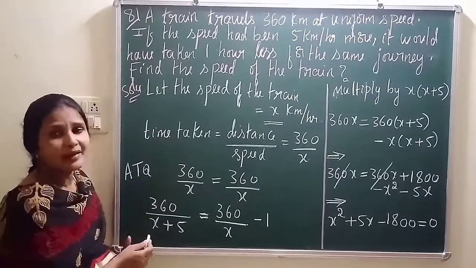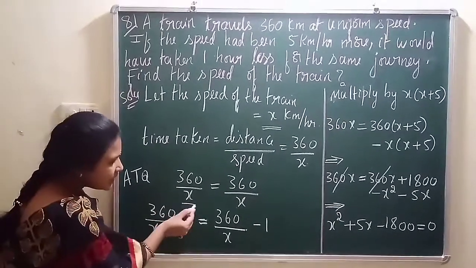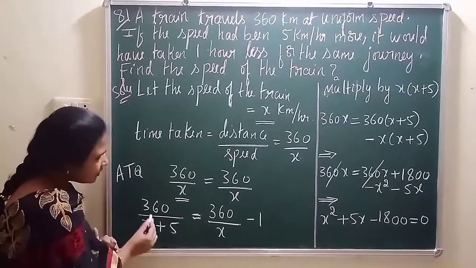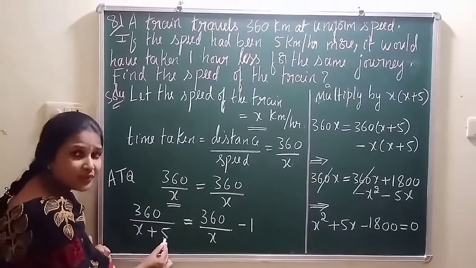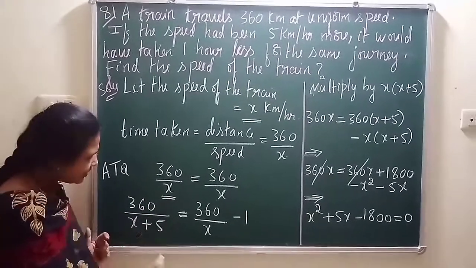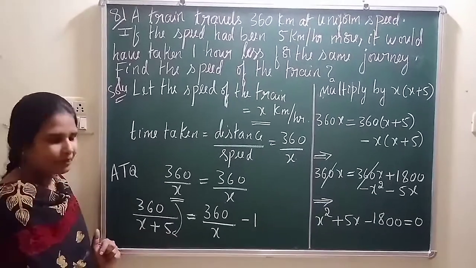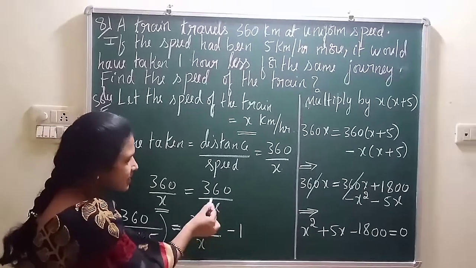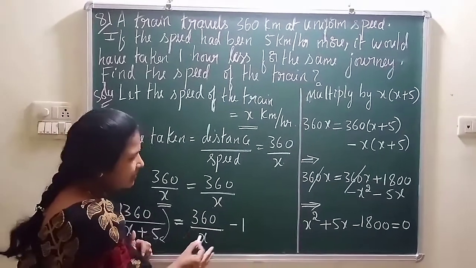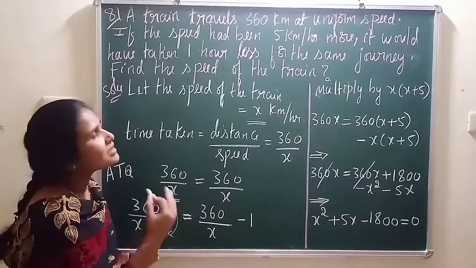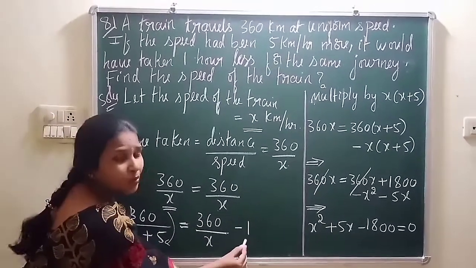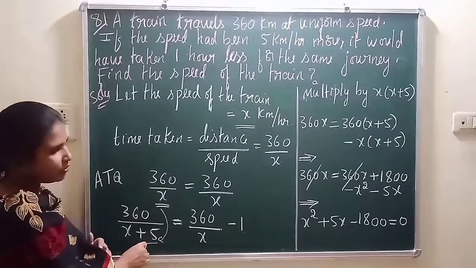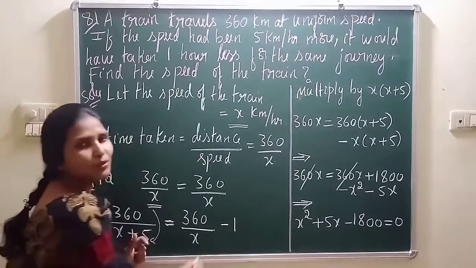So here just observe the second sentence. What is speed here? Speed is in the denominator. When speed increases by 5 km, observe, concentrate: 360 divided by x plus 5. When speed is increased by 5, that x becomes x plus 5. That is 360 divided by x plus 5 equal to this 360 by x. This is time. This will be as it is, and he has given in the question that time is reduced or less by how much? By 1 hour. So it is minus 1. So when speed is increased by 5 km per hour, the time is reduced by 1 hour.